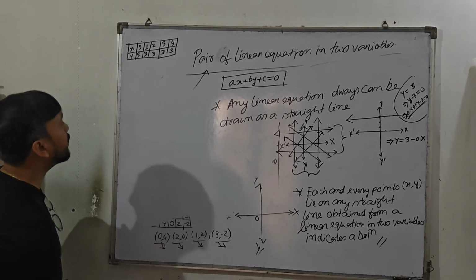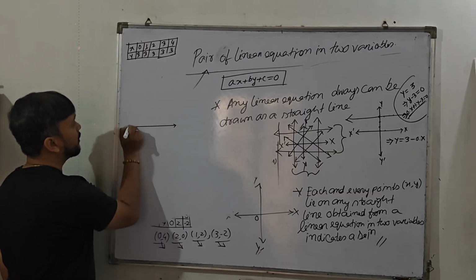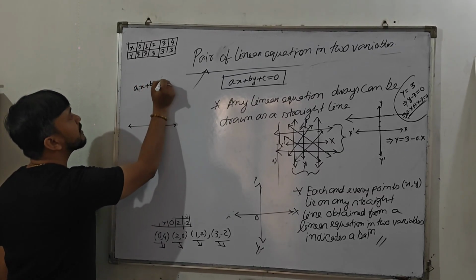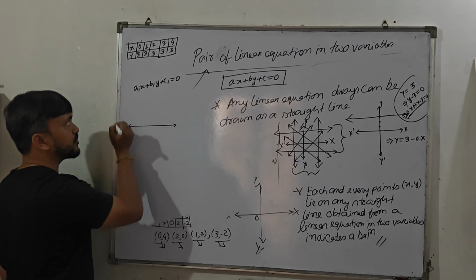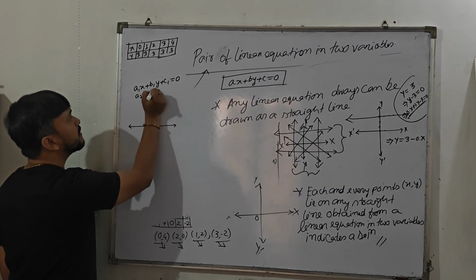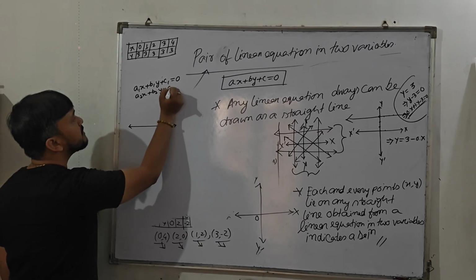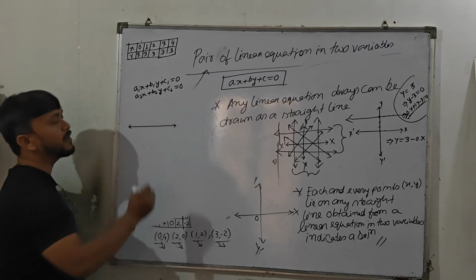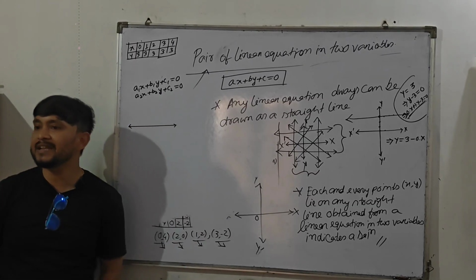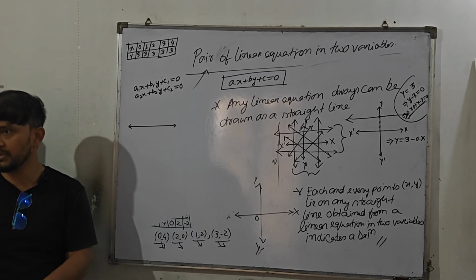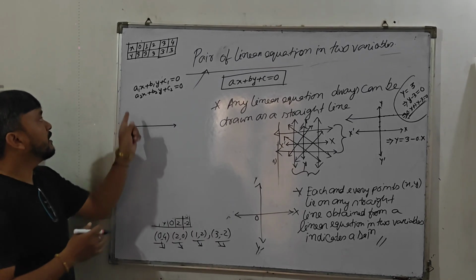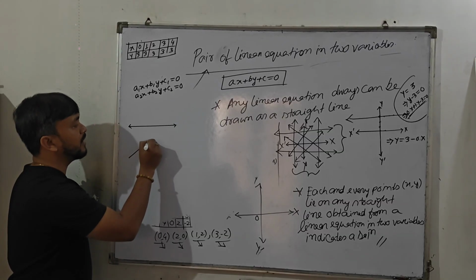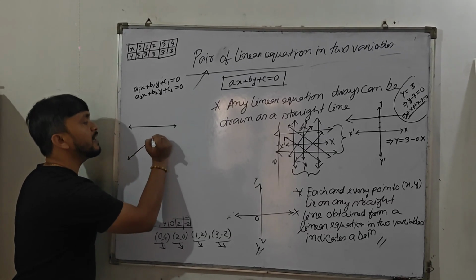If I draw two lines, I have two equations: a1x plus b1y plus c1 equal to 0, the first equation, and a2x plus b2y plus c2 equal to 0, the second equation. Why a1, a2, b1, b2, c1, c2? Because the coefficients may differ in different equations.